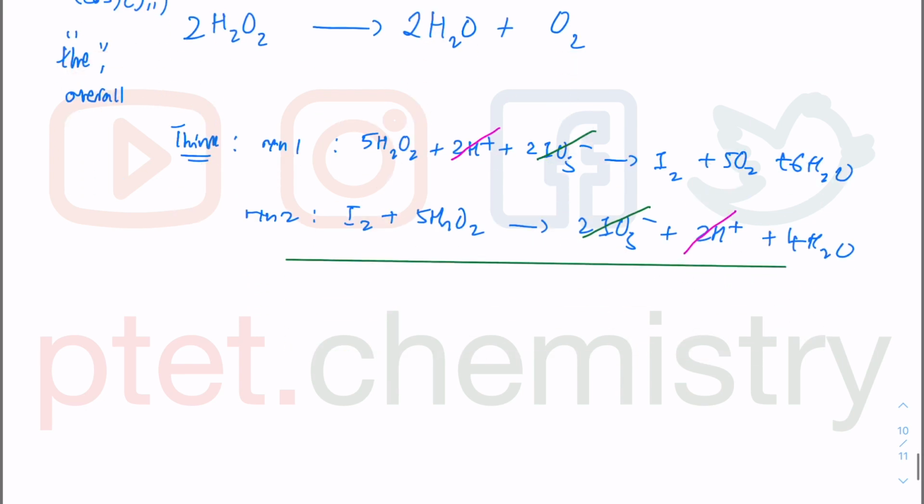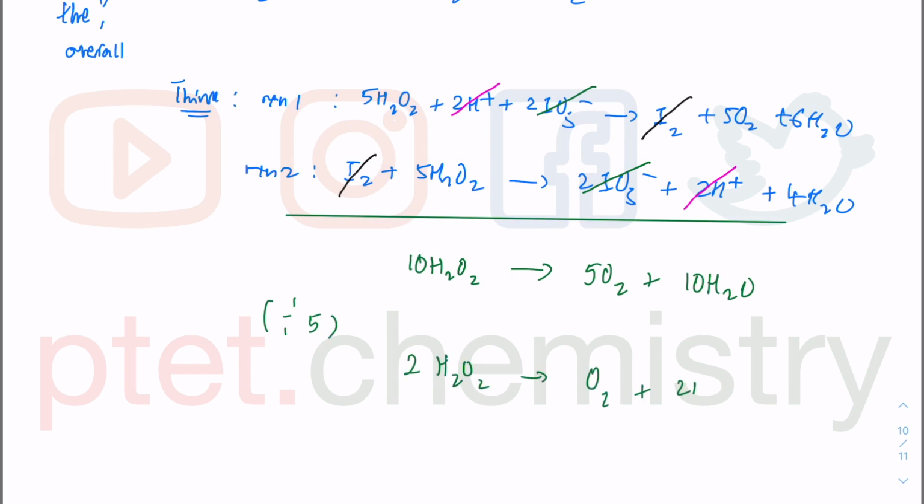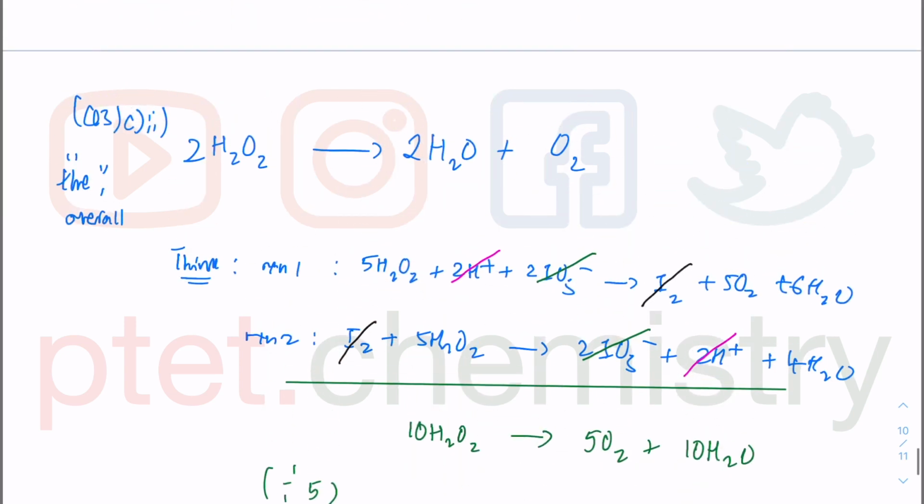You can combine these two equations together, and you can hopefully see that will come down to 10 H2O2. I also missed out one thing, which is the I2 and the I2. So you can get 10 H2O2 giving you 5 O2 and 10 H2O, which you can divide by 5 throughout, and that will give you 2 H2O2, giving you 1 O2 and 2 H2O. So this equation is exactly the same as that, and this was basically the equation that I wrote down to show the overall equation for that 1 mark.